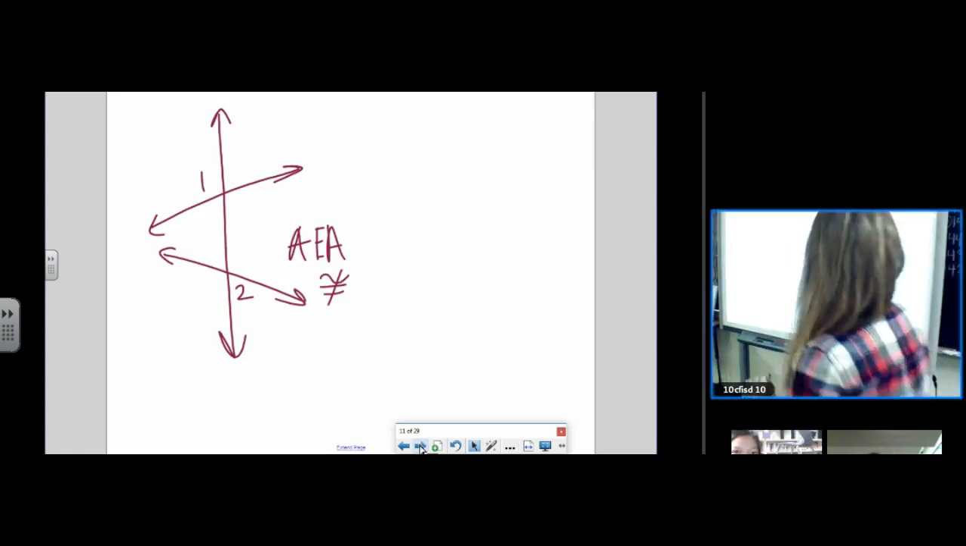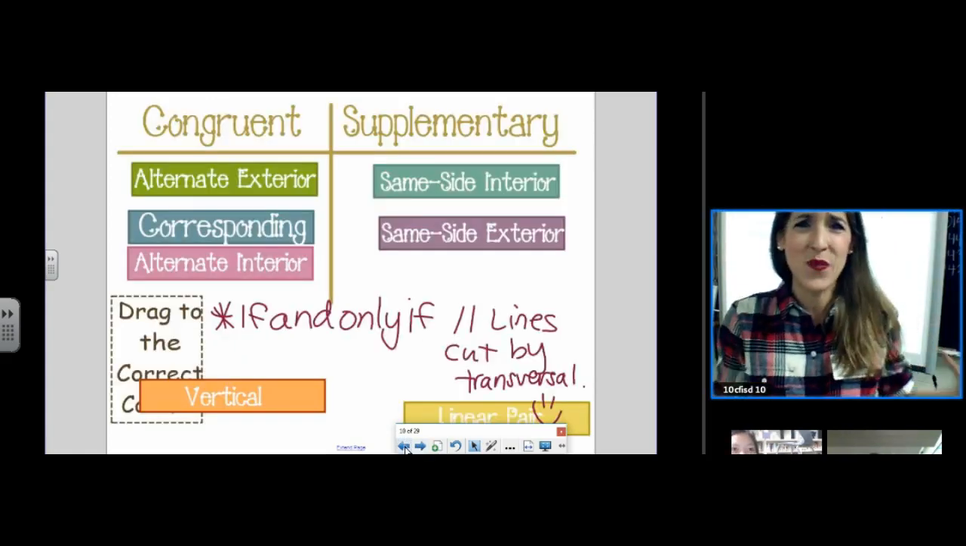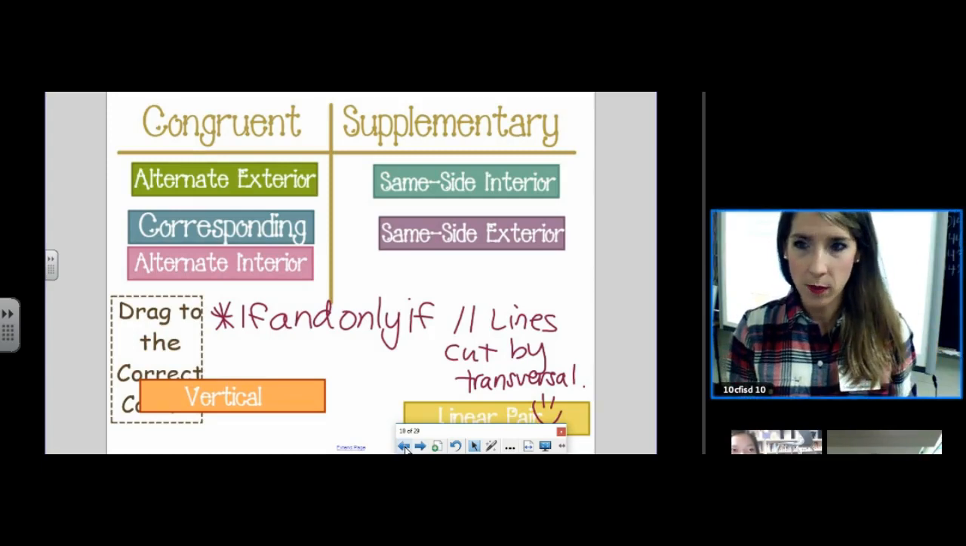Okay. How can we remember which is which? Like, this is 5 terms. How can we remember which is which?